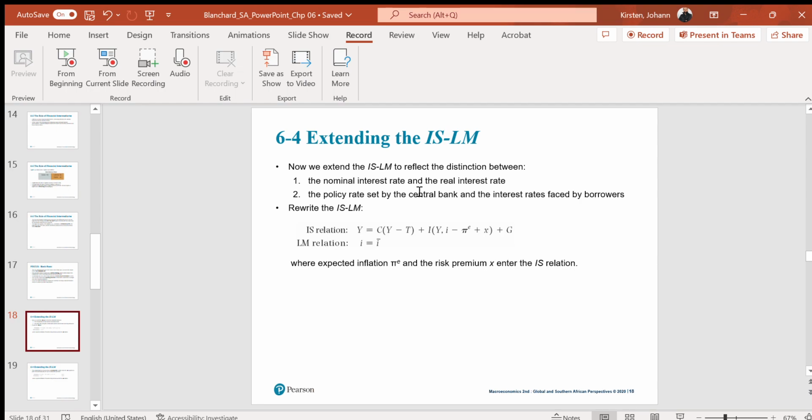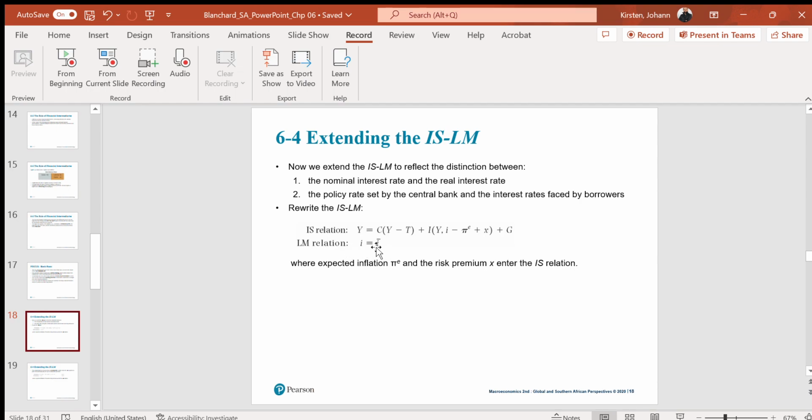Now we're going to extend the IS-LM model by introducing the nominal and real interest rates. Previously, we've just looked at one interest rate, which was the nominal interest rate. And then we're also going to look at a policy rate set by central banks and an interest rate fixed by borrowers.